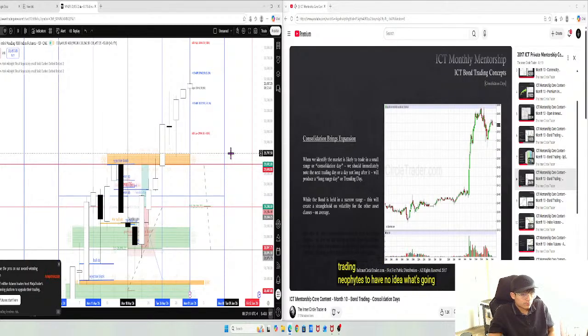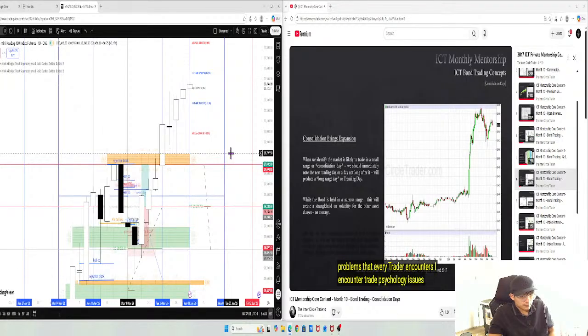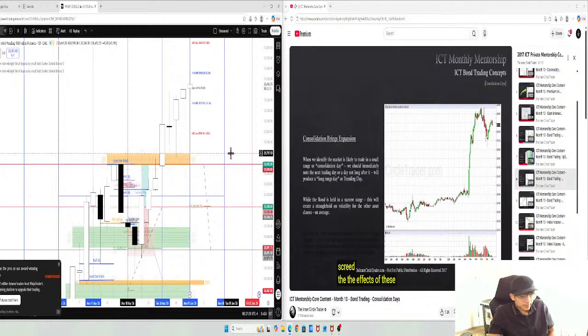Neophytes that have no idea what's going on are always falling victim to it. They end up in the trader's graveyard within the first 90 days, many times in the first month. You're learning how to do what's necessary to cultivate a professional mindset, but also to alleviate all of the problems that every trader encounters. I encounter trade psychology issues. I encounter fear and greed. Many times it's greed. The effects of these things can't be overstated.